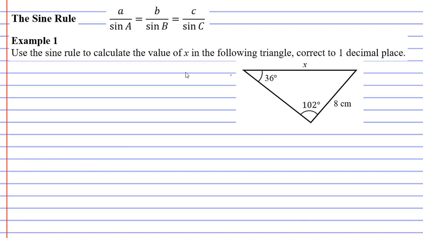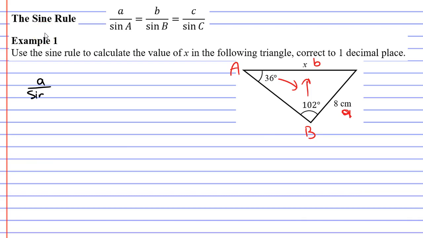So let's label the 36 degree angle as capital A and the 102 degree angle as capital B. Like I said, we won't worry about labelling the capital C only because there's actually no angle there, so there's no need to label it. Opposite our capital B is X, so that becomes our lowercase b, and opposite our capital A is 8, or our lowercase a. Now, taking the formula, we're only going to use two of the fractions.